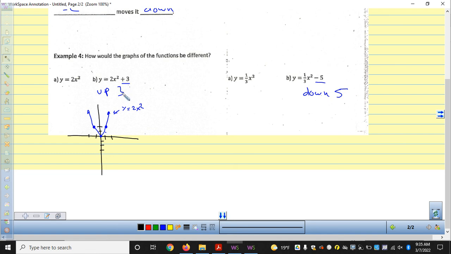If I wanted to graph this graph, it's going to go up 3 units. So my vertex would be here. And I would get a point. My new point, this point would be shifted up 3 also. 1, 2, 3. Here, I'll do this in red. This point would be shifted up 1, 2, 3, like so. And my new graph would look like that. Y equals 2x squared plus 3. Everything just moves up 3.